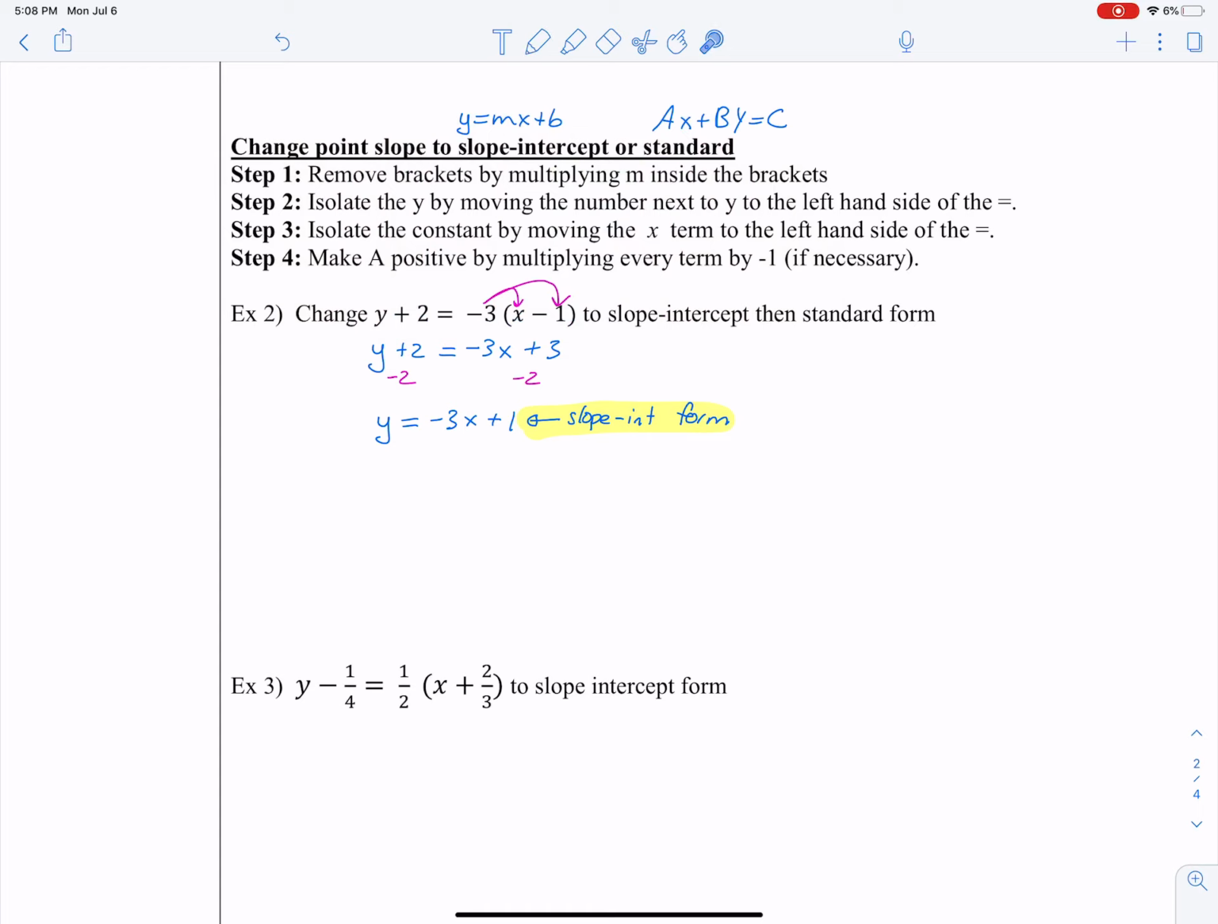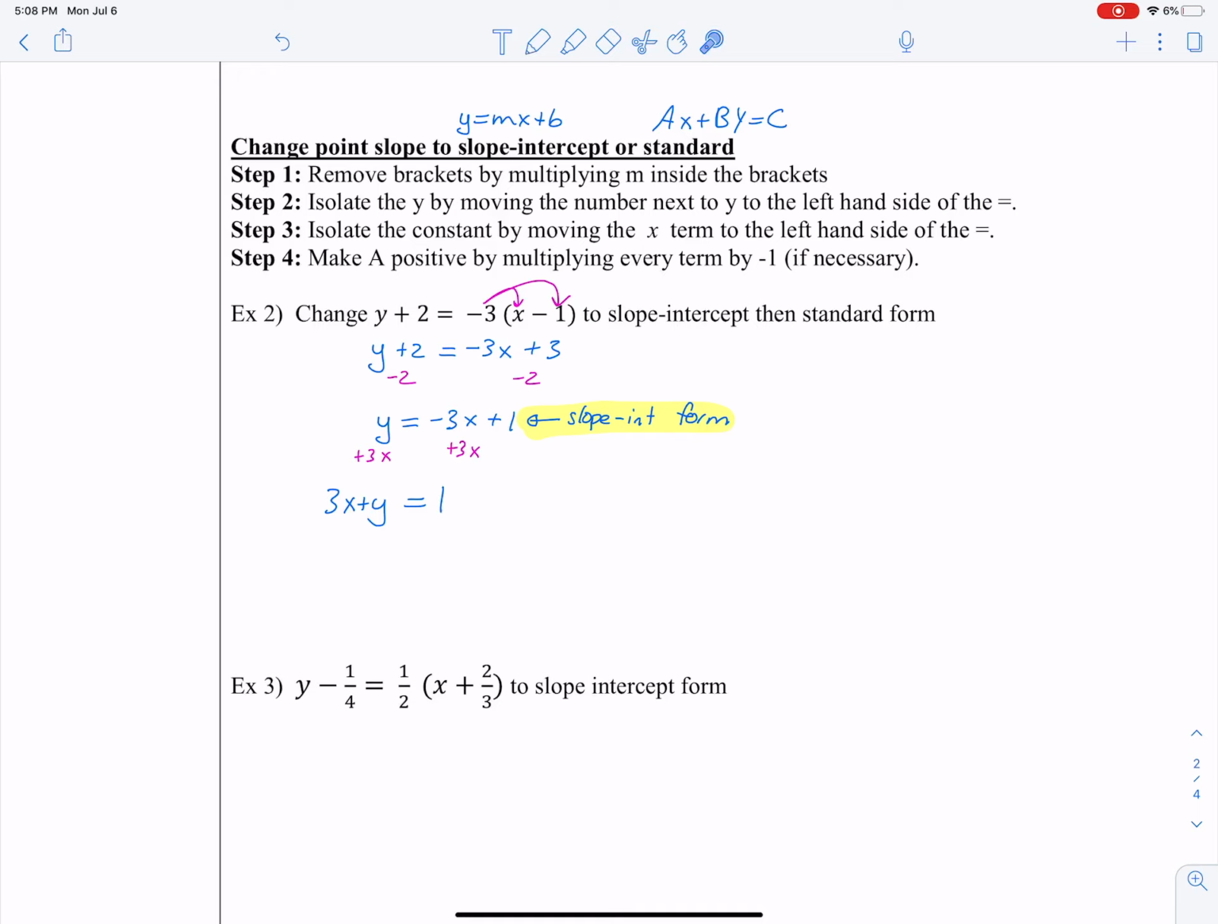is we want to move this over to the other side so that it matches this form. So we're going to plus 3x to both sides. So we get 3x plus y is equal to 1.